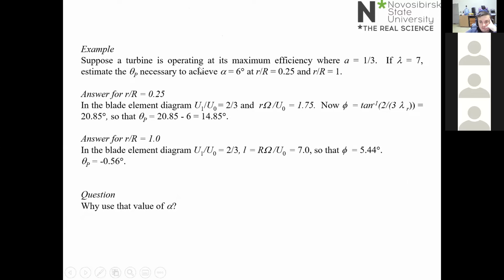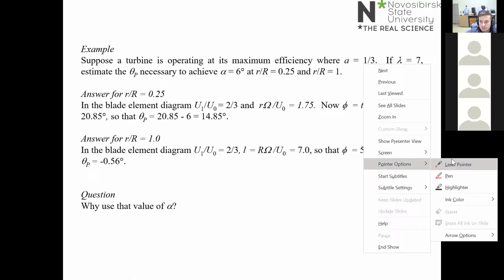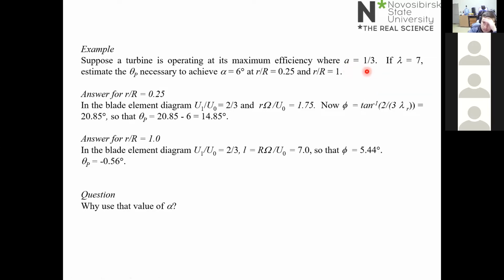And the example that I have is a turbine is operating at its maximum efficiency. So according to the Betz-Joukowski criteria, the axial induction factor will have a value of about 1/3. If we take a tip speed ratio of 7 as sort of a representative value for modern large wind turbines, the question is, estimate the pitch angle necessary to achieve an angle of attack of 6 degrees at a radius of 0.25 of the tip radius, and then at the tip radius itself.